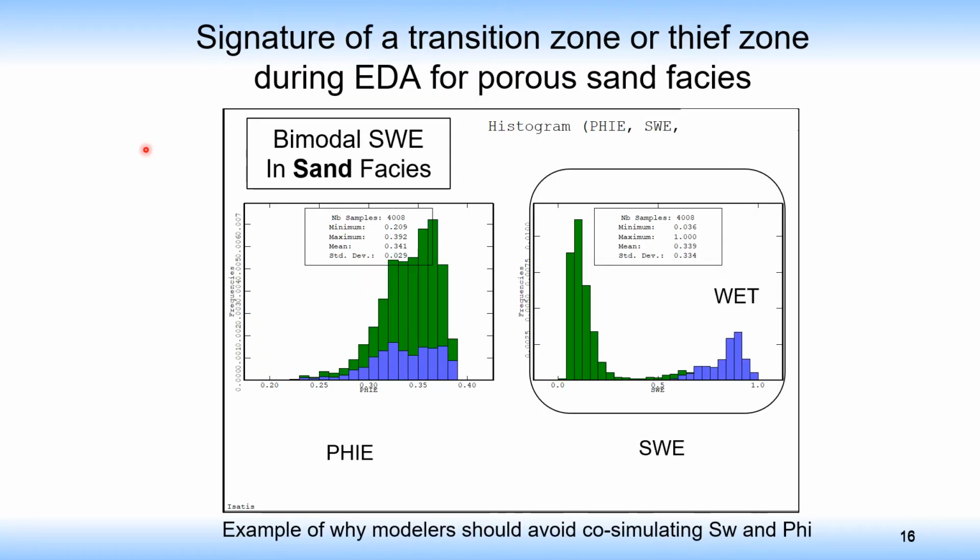This slide illustrates the effect of that transition zone, and we have a bimodal water saturation in the good sandy facies. So it's high porosities, and so we have both good quality bitumen and a wet zone. And this is a good reason why modelers should avoid co-simulating water and porosity.